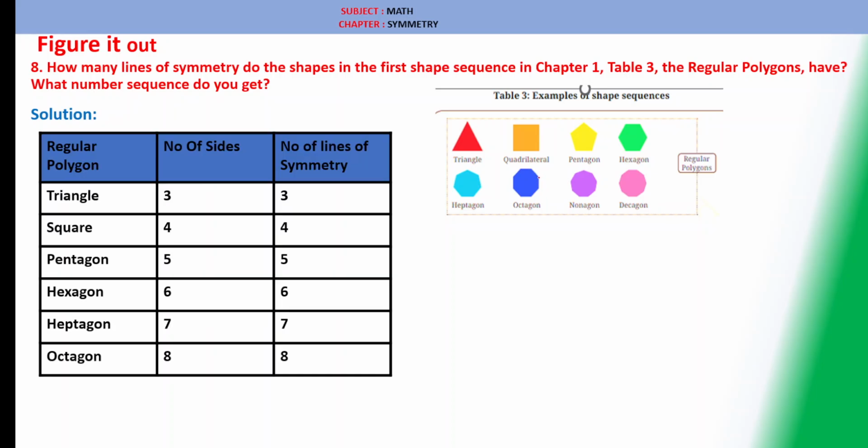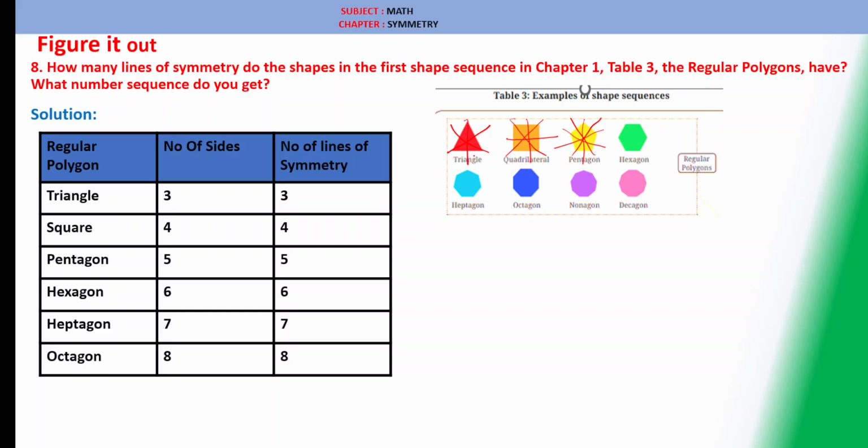Let us see here. If we observe, a triangle has 3 sides and the number of lines of symmetry is 3. One is this first line, second line and third line. Similarly for the quadrilateral there are 4 sides. So it's a square exactly. So first line, second line, third line and fourth line. So these are the 4 lines of symmetry. Similarly for the pentagon we have 5 lines of symmetry. First line, second line, third line, fourth line and fifth line.